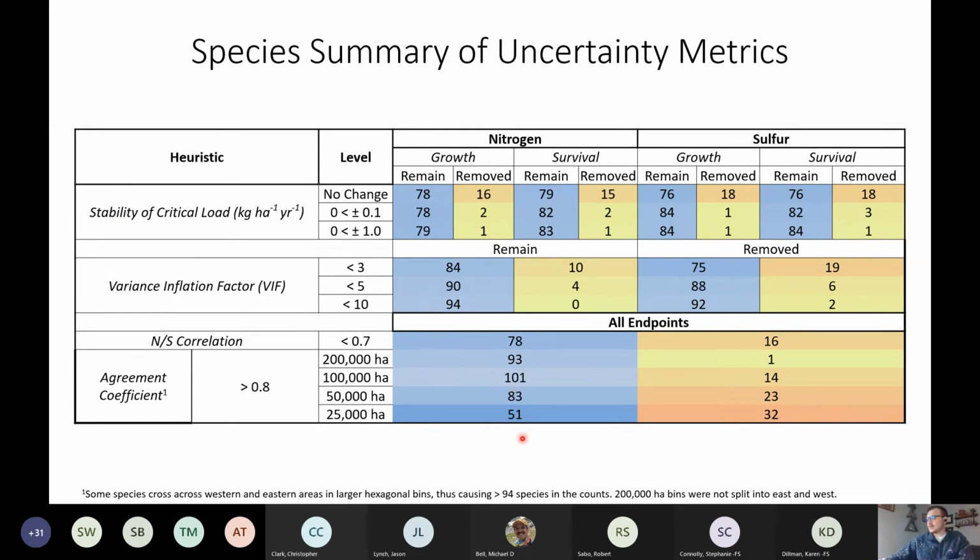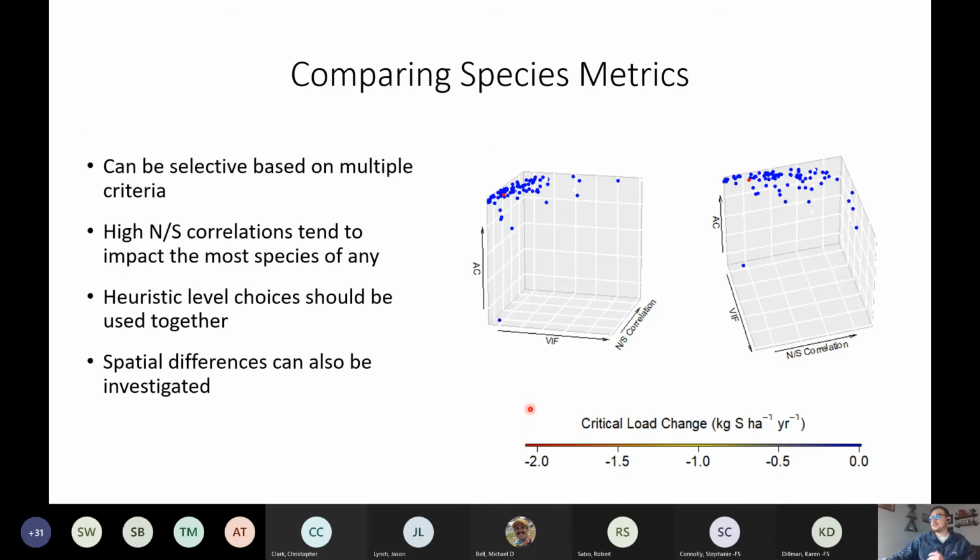You can look at it in a tabular format, and you can also look at it visually in a figure, right? So we're looking at the 3D plots here. You can see that AC value, you can see the VIF value, as well as the NS correlation. And what the color gradient actually shows is, if there was a different model that fit, how much did that critical load change by in the different models? So, there's very few that change by a whole lot. There's one species up here that's roughly 2 kilograms of sulfur per hectare per year.